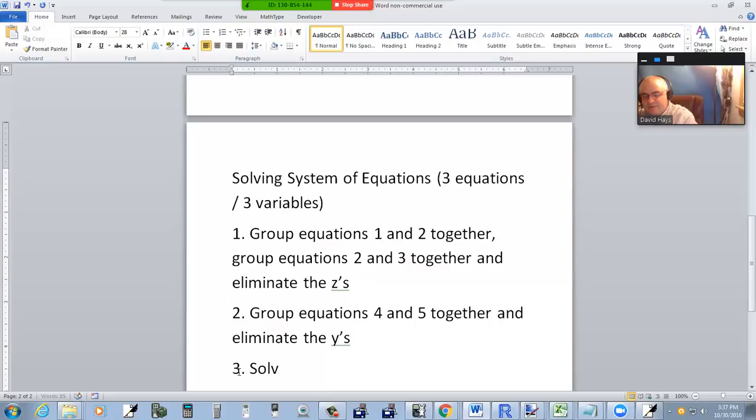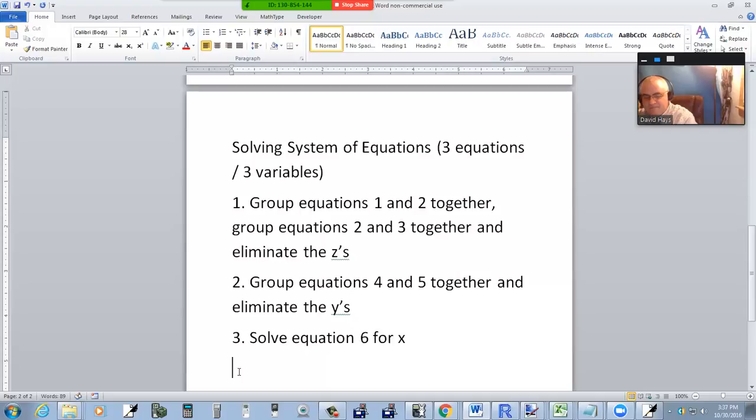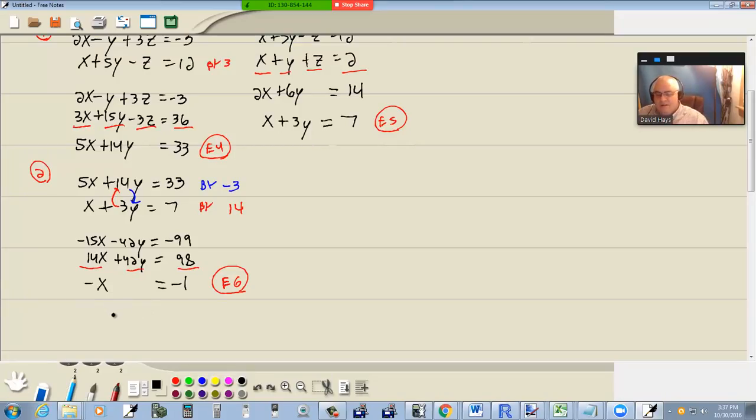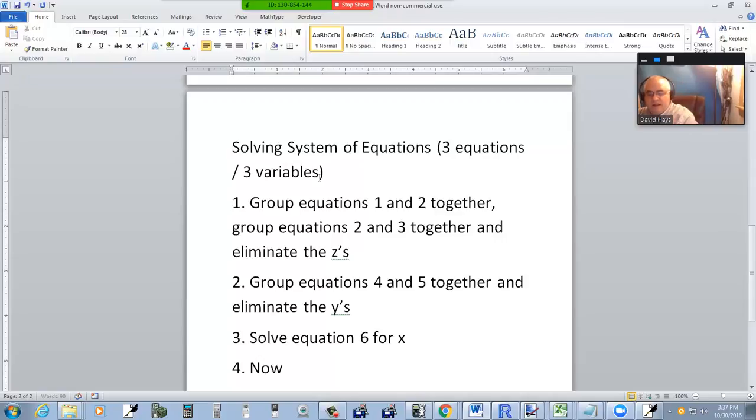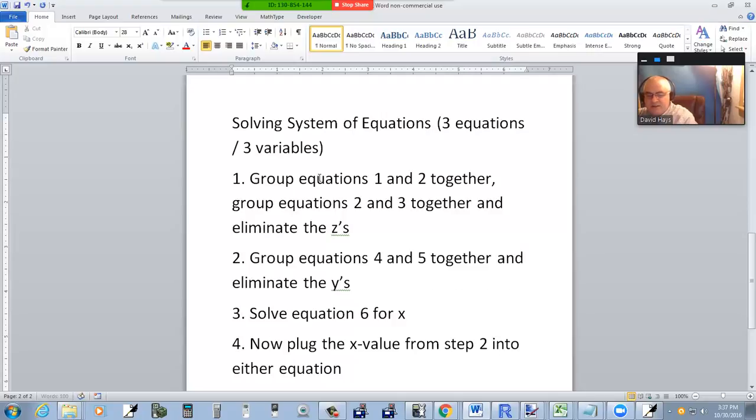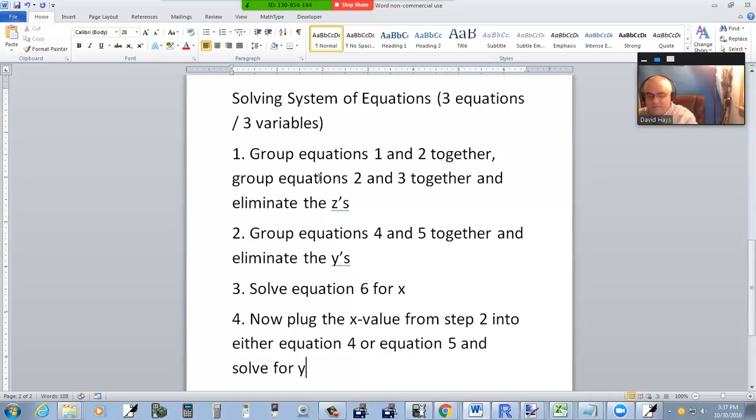Okay. Step 3. Solve equation 6 for x. Well, in this one, we're going to divide both sides by negative 1, and we get x is equal to positive 1. Now, plug the x value from step 3 into either equation 4 or equation 5 and solve for y.